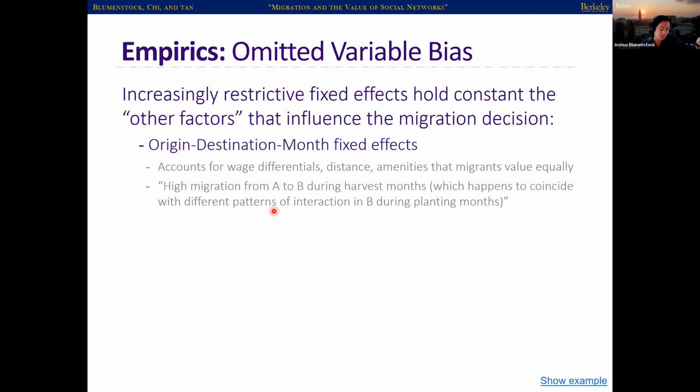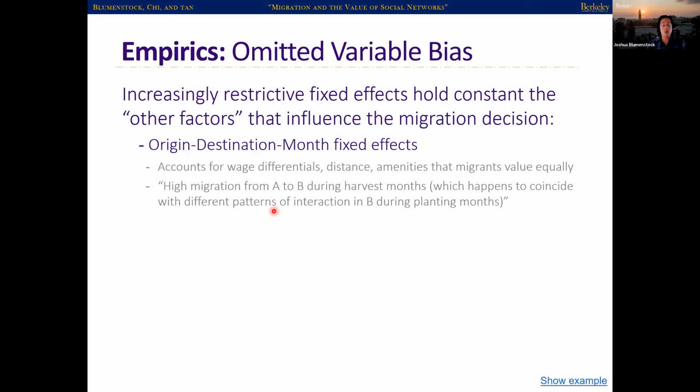Like if we're looking at the capital district of Kigali in Rwanda, there's going to be very high migration rates to Kigali, and there's going to be very different network structures in Kigali. Well, if we add a Kigali fixed effect, that might help take care of this.